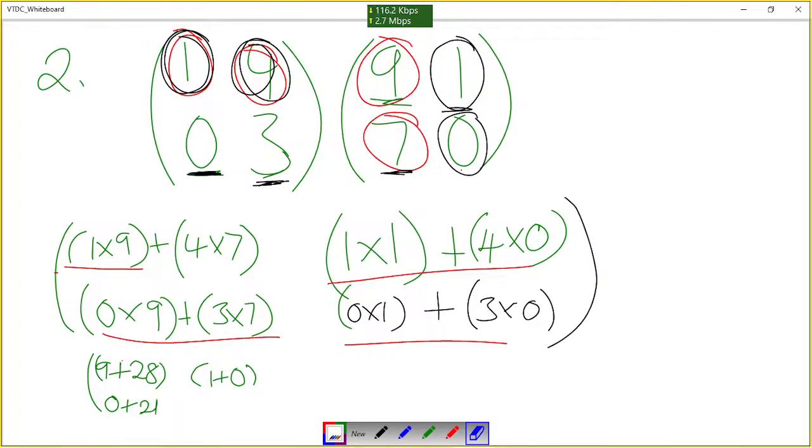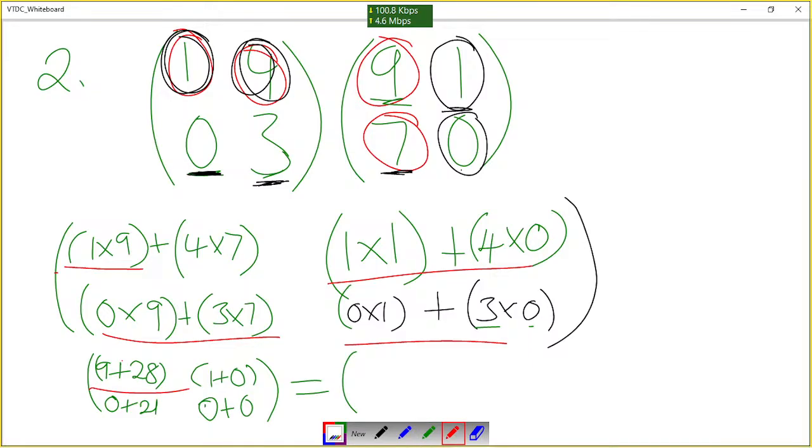3 times 0 will give me, first of all, 0 times 1 will give me 1. Sorry. 0 times 1 will give me 0. Why am I saying 1? Sorry. Give me 0. Then 3 times 0 will give me plus 0. 3 times 0 will give me 0. Then with that, we'll close the entire matrix. Then we say equal to. Then we open matrix. Then we evaluate what is here.